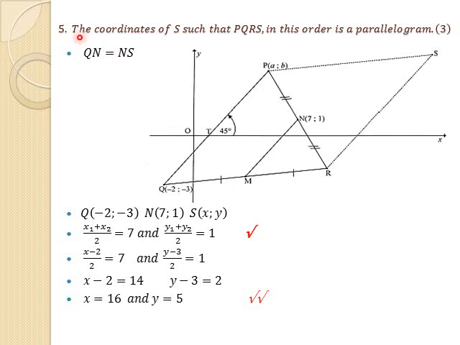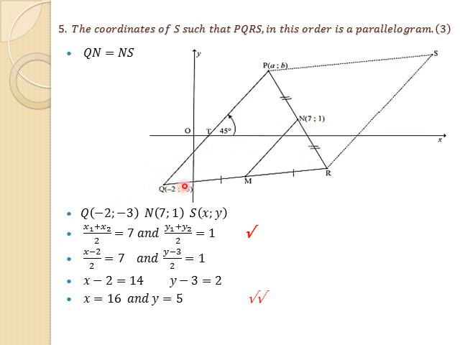Alright, number 5, the coordinates of S such that PQRS in that order is a parallelogram. So PQRS is a parallelogram. So number 1, QN equal NS, same as PN equal NR. Alright, so N is the midpoint.